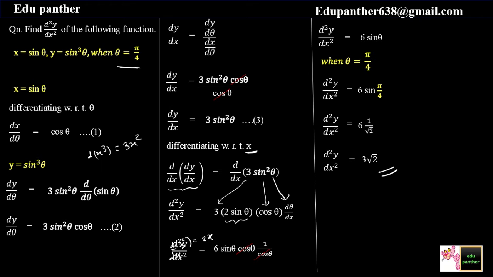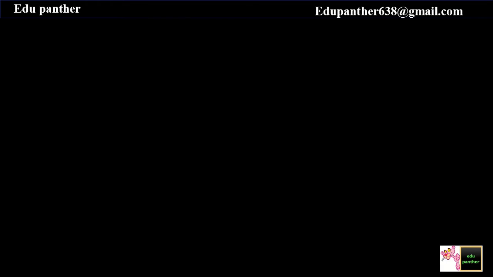So this was finding the second order derivative when an implicit function is given. Now next, in this question, y is given as e raised to m into tan inverse of x. Now instead of finding the second order derivative, we have to prove something. We have to prove that 1 plus x square into d square y by dx square plus 2x minus m into dy by dx is equal to 0.